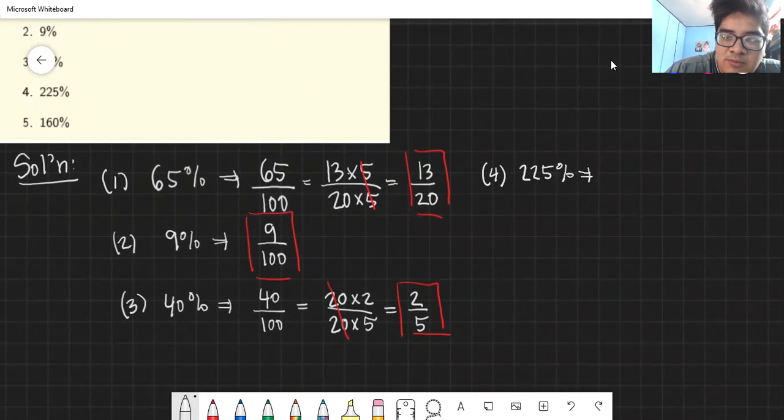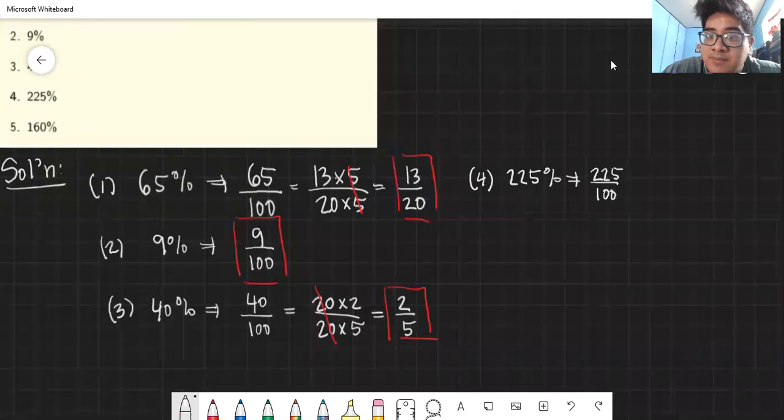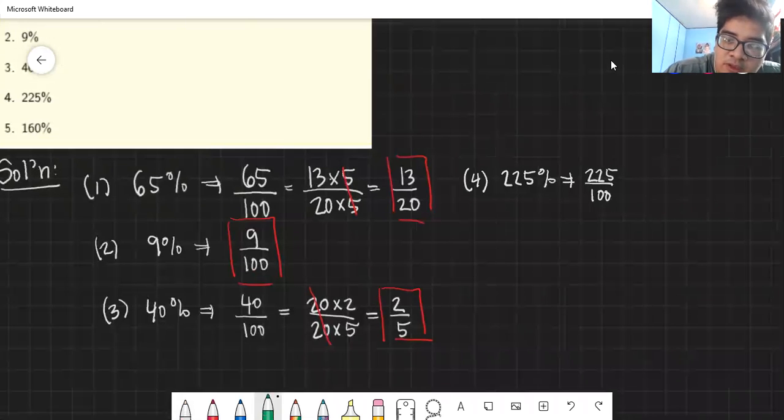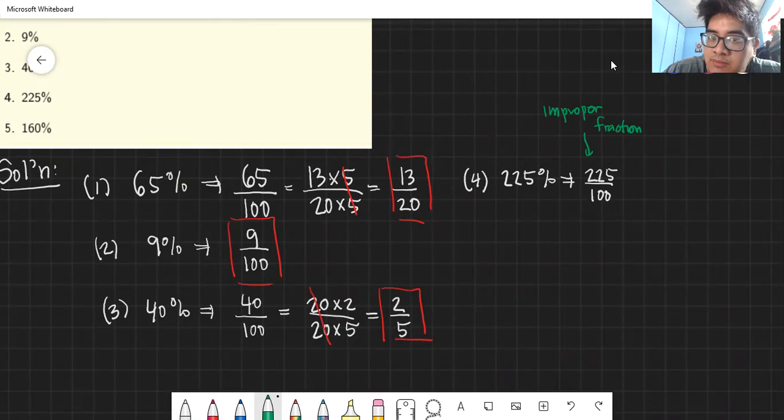So, number 4, we have 225%. This implies that we can write it as 225 all over 100. And this is an improper fraction, diba? Eh kapag may improper fraction ka, you can write it as a, say it with me, mixed number. Very good. Okay, you can write the improper fraction as a mixed number. So, ilang 100 meron ang 225? Meron siyang dalawa. Tapos lagay mo yung denominator, edi, di ba may dalawa kang 100, edi 200. 225 minus 200 is 25, yun yung numerator.